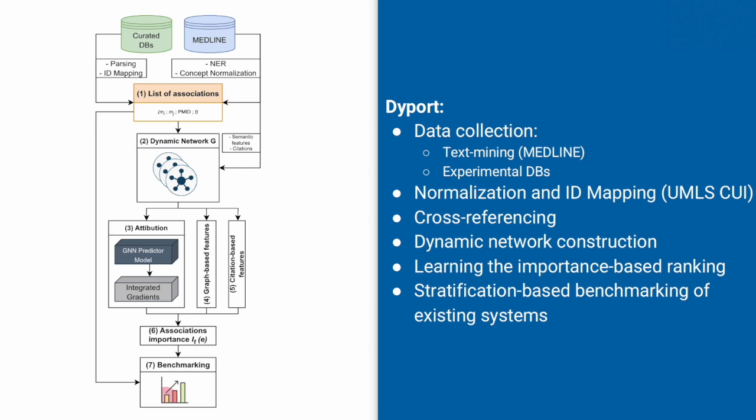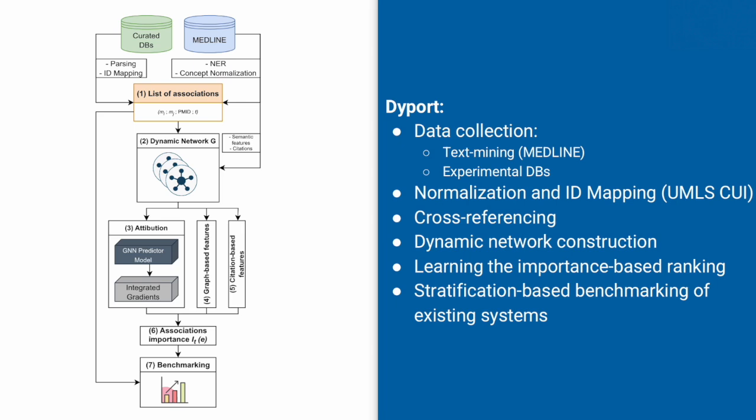Now, let's briefly describe the system and its components. We have two starting points: a list of biocurated databases and Medline abstracts. For databases, we perform parsing and ID mapping. We transform all entity IDs into UMLS concept identifiers and merge similar concepts from different databases together. For text, we perform named entity recognition and concept normalization. We also extract all pairwise concept occurrences on a document or abstract level. To connect experimental databases and textual sources, we simply find an intersection between associations obtained from these two sources, which results in a list in the orange box.